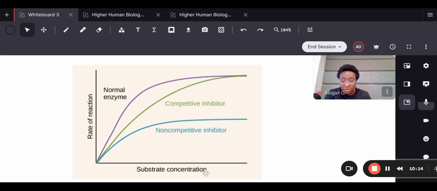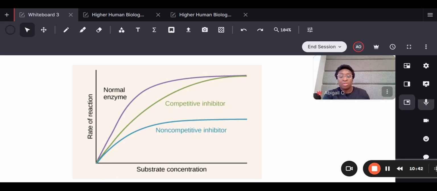So as we increase substrate concentration, we want to increase rate of reaction. The green line is the rate of reaction at that substrate concentration, which is lower than a normal enzyme. However, we do still reach the same maximum rate of reaction. We will still get to the top there. However, with a non-competitive inhibitor, if we increase substrate concentration, it still won't increase the rate of the reaction to the same point as a normal enzyme.